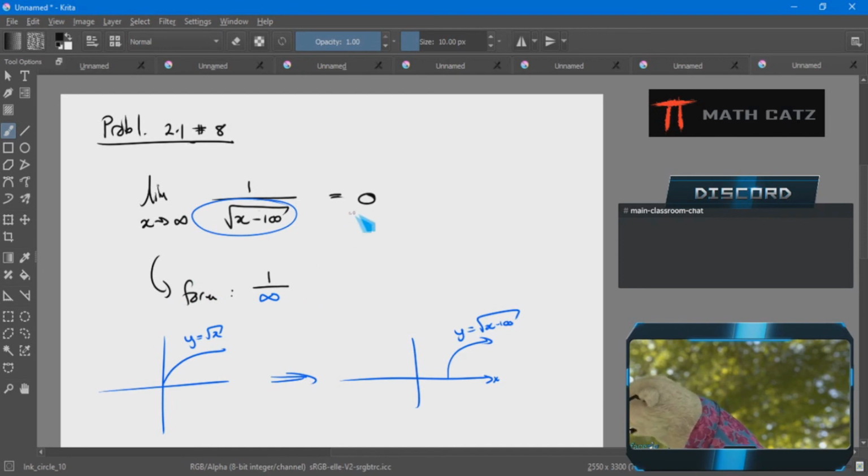Sometimes the form gives me the answer right away. Boom, it's 0. It has to be. I don't care how fast this is growing to infinity. If the top one doesn't even remotely try to challenge it, the whole thing's going to shrink down. It doesn't matter how fast it happens.